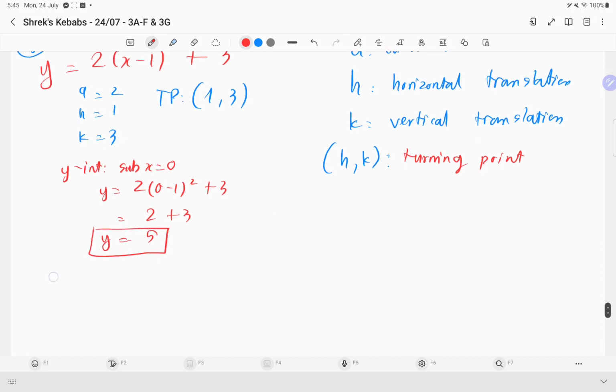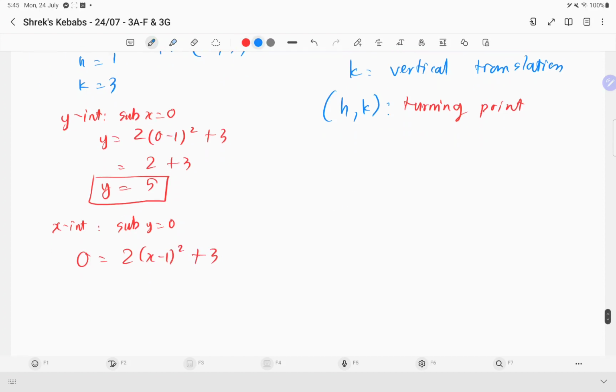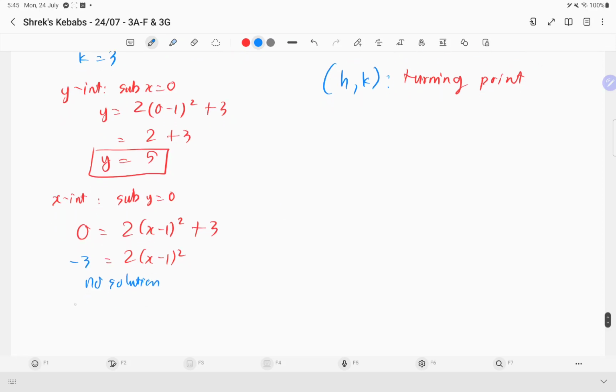Okay. Then we solve for the x-intercept. How? Sub y equals 0. Very good. So I get 0 equals 2 times this thing squared plus 3. How do I solve this? You move the 3 over first. So negative 3 equals 2 times (x minus 1) squared. What can we tell from this? When you square something and times it by a positive number, can you get a negative number? No, which means there is no solution. So no x-intercepts.